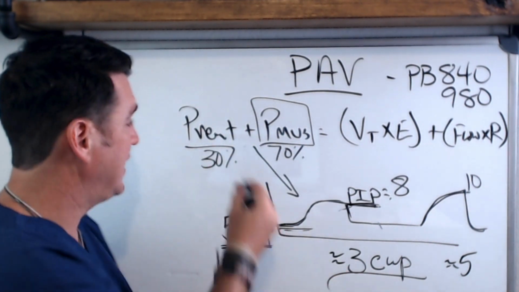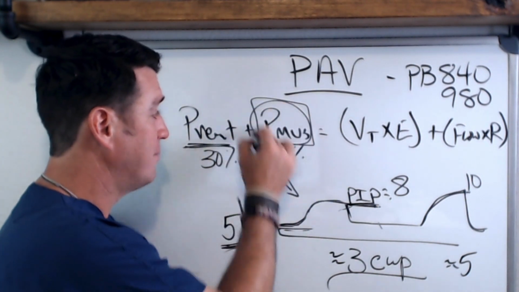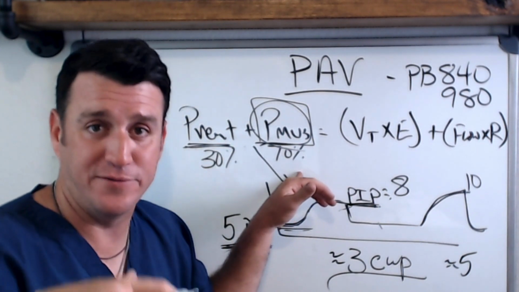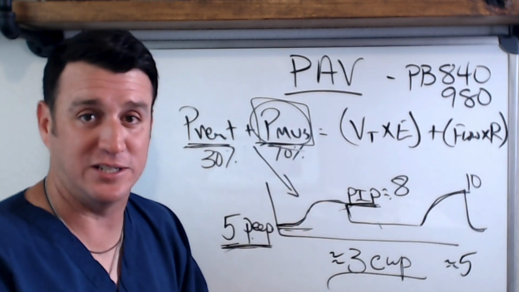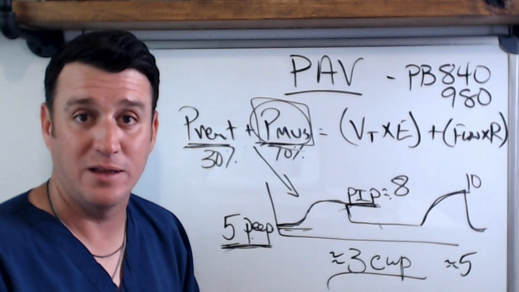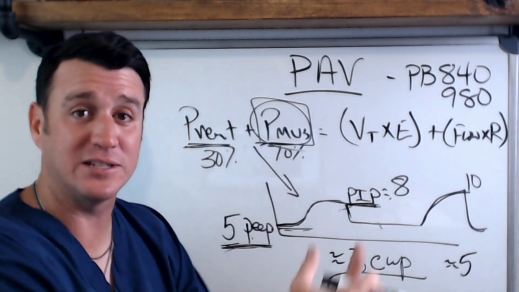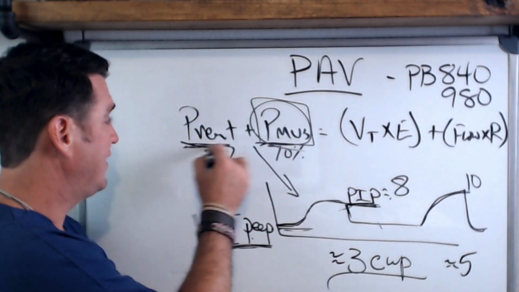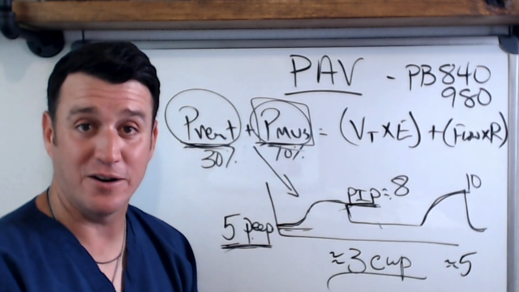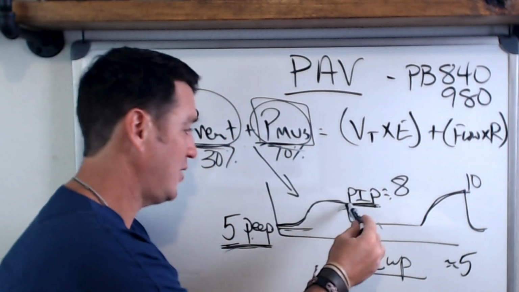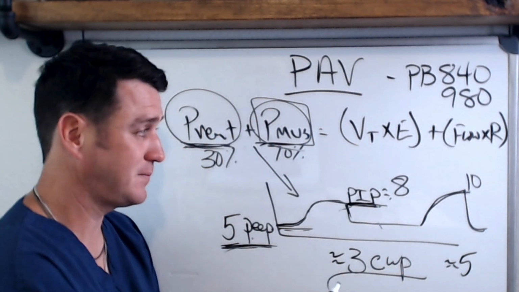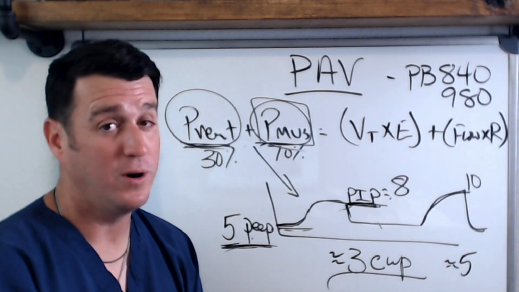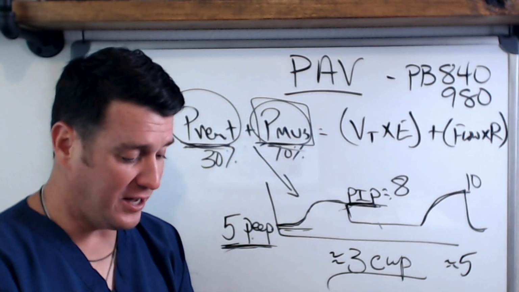Now, this has to be a positive number because our respiratory muscles, our PMUS, these are all negative values. This decreases the pressure. This is negative breathing. So the only way we go positive above PEEP is if there is a positive pressure that comes from the ventilator. And you know what it is by subtracting PEEP from PIP. Okay? So that's PAV in a nutshell.